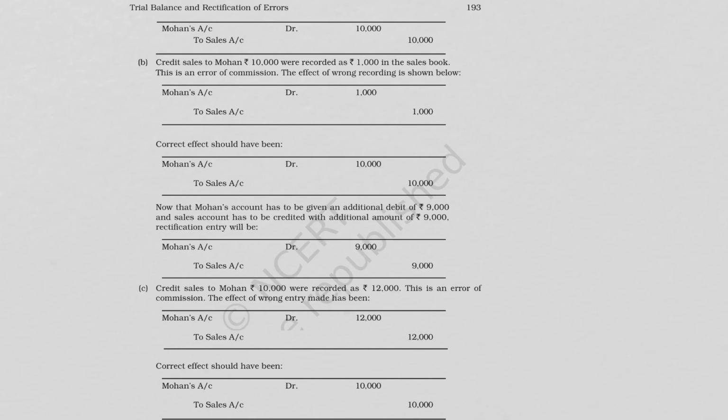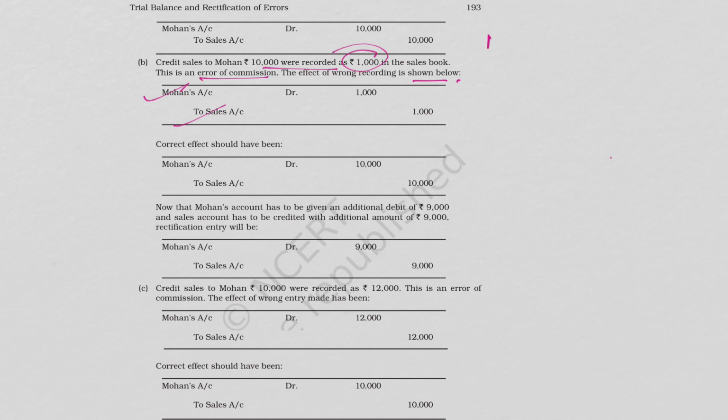Next we have example B. Credit sales to Mohan rupees 10,000 were recorded as 1,000 in the sales book. So this is basically an error of commission. Sorry, 1,000 was recorded instead of 10,000. So the entry passed was Mohan account debit to sales account rupees 1,000. So Mohan was debited by only rupees 1,000.